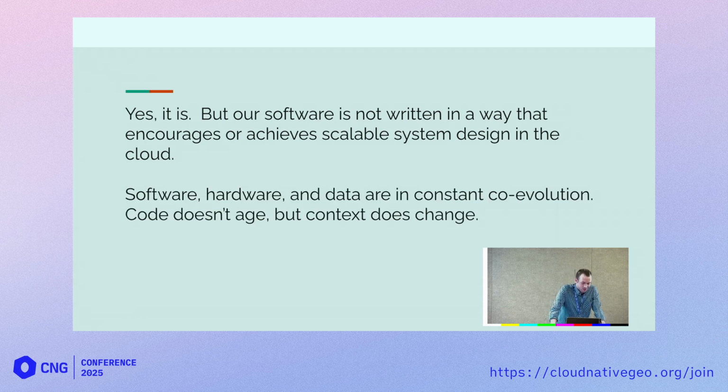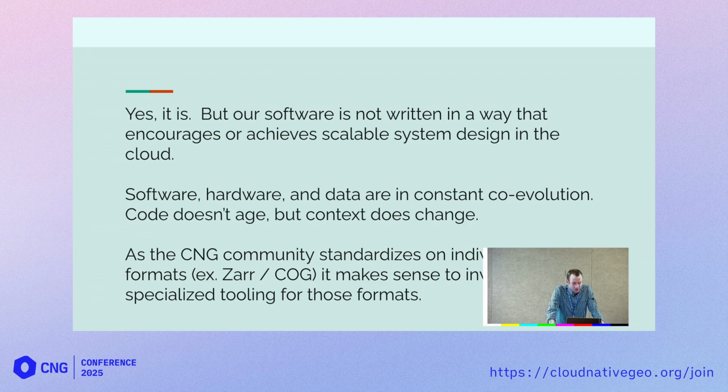Software, hardware, and data are in constant coevolution. Code doesn't age, but context does change. And context has changed very quickly. That's why we're all here. As the CNG community standardizes on individual data formats like Zarr and COG, it makes a ton of sense to invest more in specialized tooling for those formats. The reality is if you're looking to not use Rasterio or rioxarray, there's not really many options in the COG space, although I'm very excited for the workshop tomorrow to see how we can virtualize COGs into Icechunk space. That would be pretty cool.